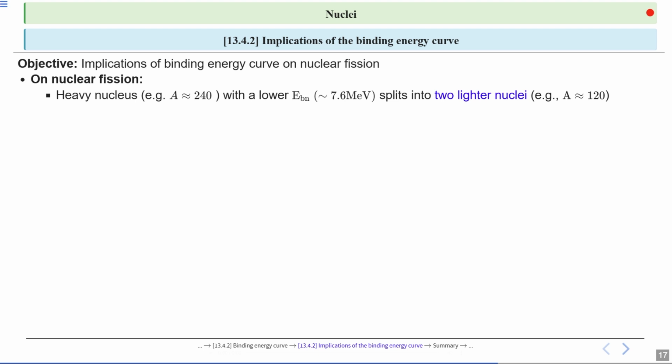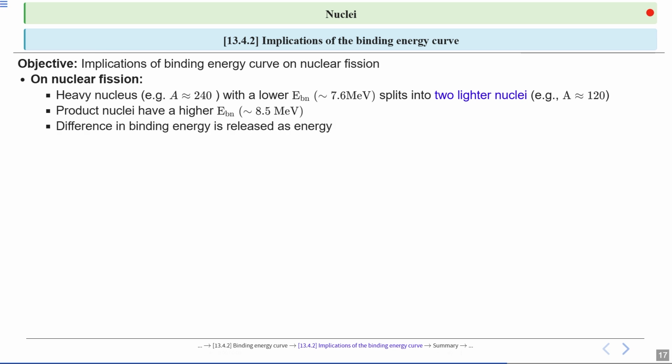Here we see that a heavy nucleus, like one with mass number around 240, think uranium-235 or plutonium-239, has a lower binding energy per nucleon, about 7.6 mega electron volt. When it splits, it forms two lighter nuclei, each with mass around 120. The product nuclei, these lighter fragments, have a higher binding energy per nucleon, about 8.5 mega electron volt. This means the nucleons in the new nuclei are held together more tightly.